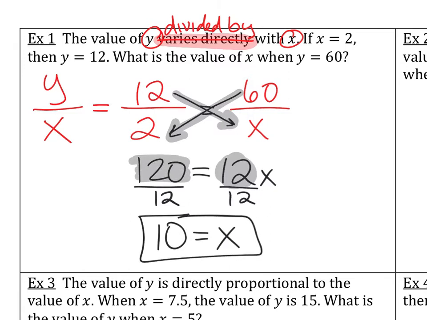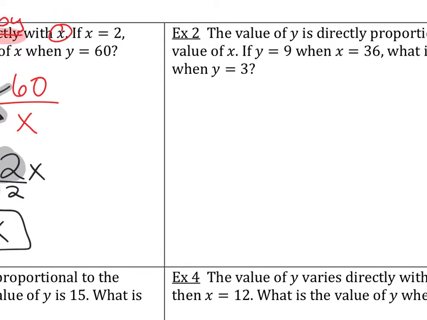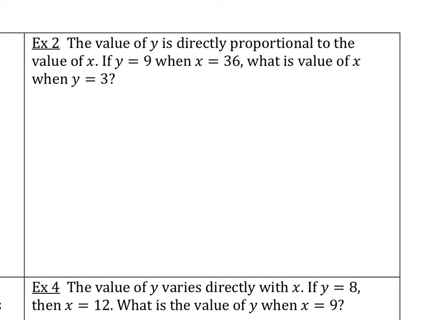So while you're trying number 2, if you're stuck, I'm going to get you started. It says the value of y is directly proportional. So I see directly proportional, I know to cross that out. And what do I write above directly proportional? Divided by. So we know y is divided by x. Keep going. Since we've figured out that y is divided by x, we know how to set this up.